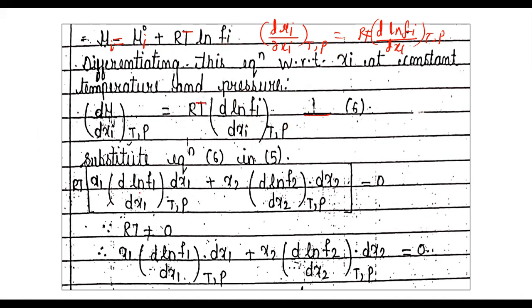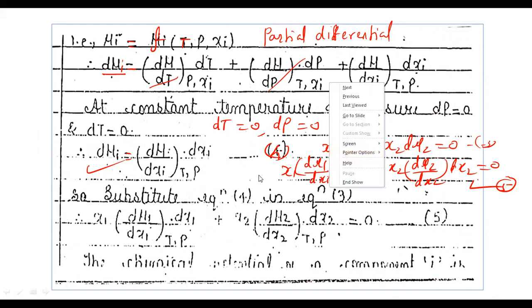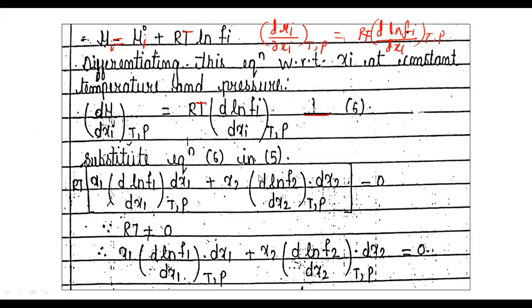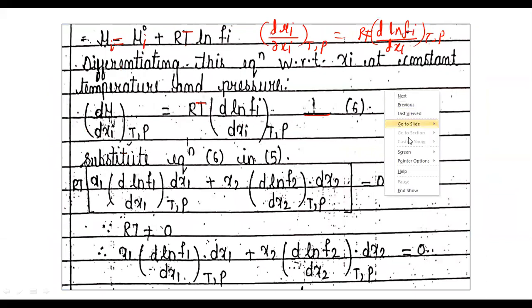Now substitute equation 6 in equation 5. Once again, I would like to show equation 5 here: x1 into d mu 1 upon dx1. Let us write equation 5 here once again, because we want to substitute.